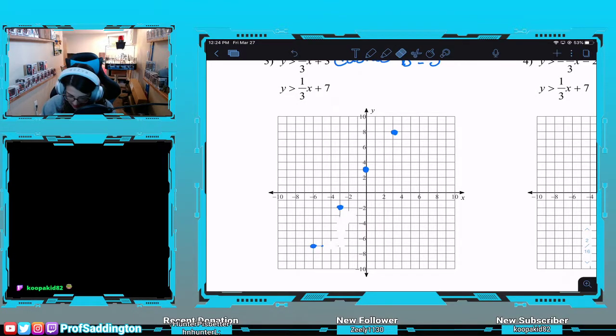Because I want it to be as accurate as possible, especially when we're doing a dashed line. I don't have a straight edge to go off of right now. Luckily, you do because you're at home. So I just want to make sure I'm graphing this as best as I can.